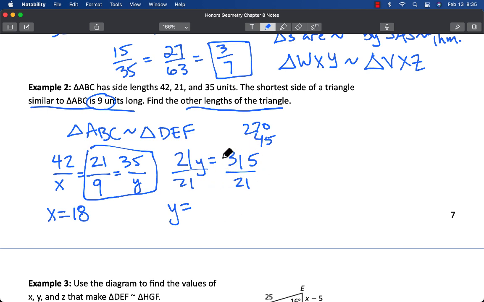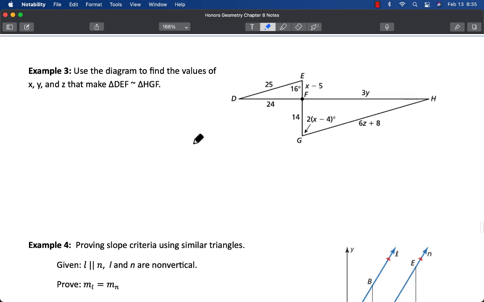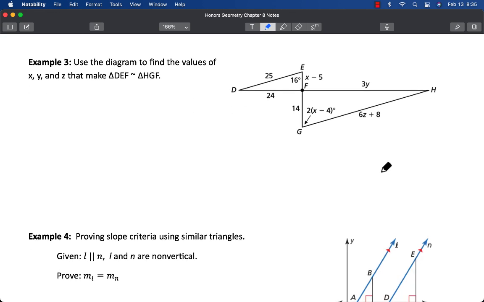I don't have my calculator here, so I'm going to let you punch that into your calculator and come up with the length of side y. That's going to be the other two lengths of the sides of the triangle, the other two sides that we don't know. All right, moving on, example 3.